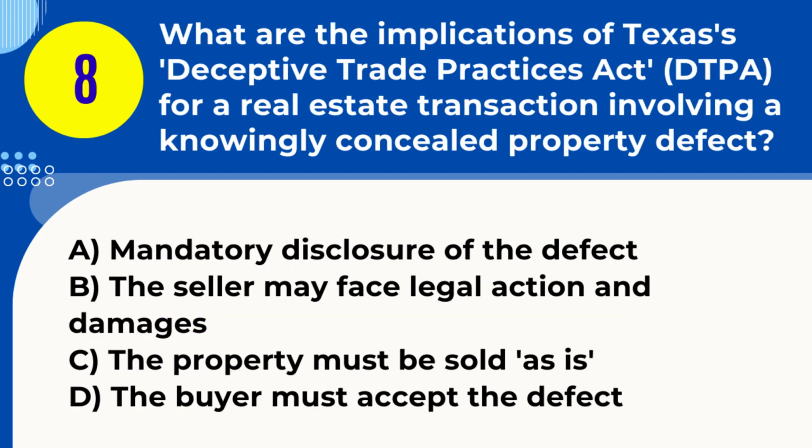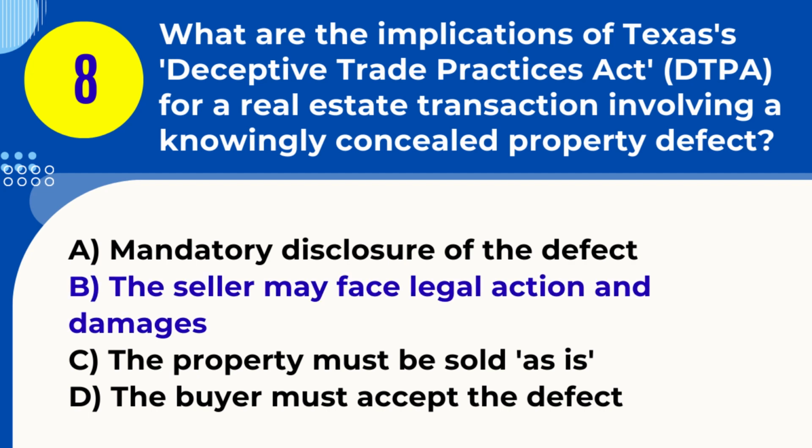Question 8. What are the implications of Texas's Deceptive Trade Practices Act, DTPA, for a real estate transaction involving a knowingly concealed property defect? A. Mandatory disclosure of the defect. B. The seller may face legal action and damages. C. The property must be sold as is. D. The buyer must accept the defect.